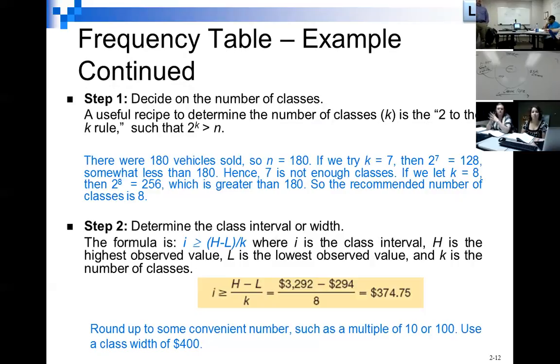So look how we apply the 2 to the K rule. If we use 7 classes, 2 raised to the 7th power is 128, which is less than 180. If we go to 8, 2 to the 8th power is 256, which is greater than 180. So you would choose 8 classes. Applying this rule, you would keep raising the number until your value exceeds the value you've assigned for N.